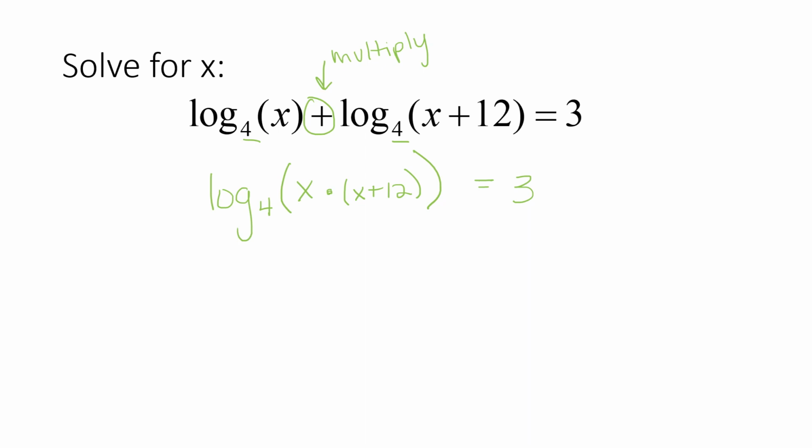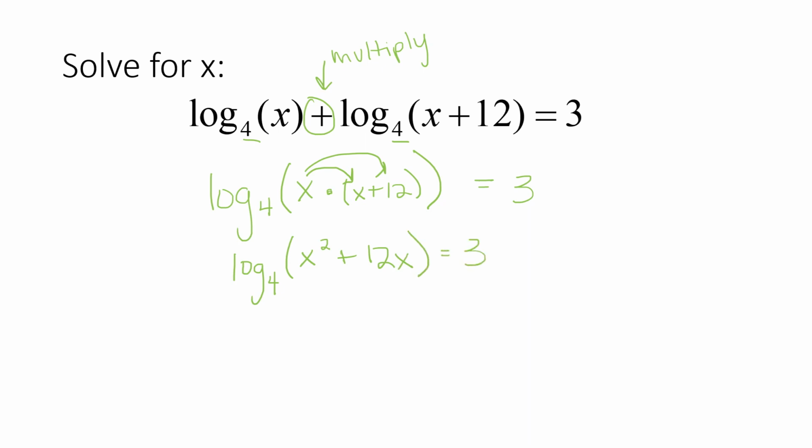Again, I couldn't just drop the logs because they're on the same side. The only time I can drop the logs is if there's an equal sign between them and there's only logs on each side. Okay, so since I have the logs on the same side combined by a plus sign, this means I'm using my expanding and condensing. So I'm going to condense here. So I'm going to get log base 4 of, then I'm going to get x squared because I'm going to have to distribute, x squared plus 12x. And again, this all equals 3.